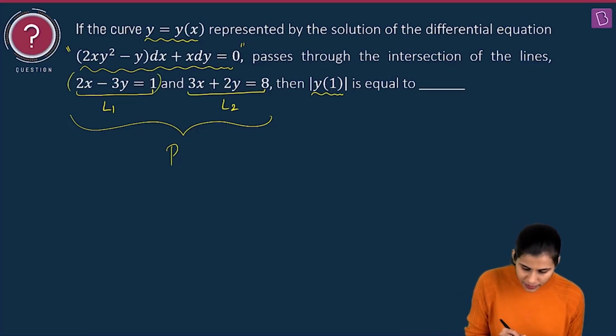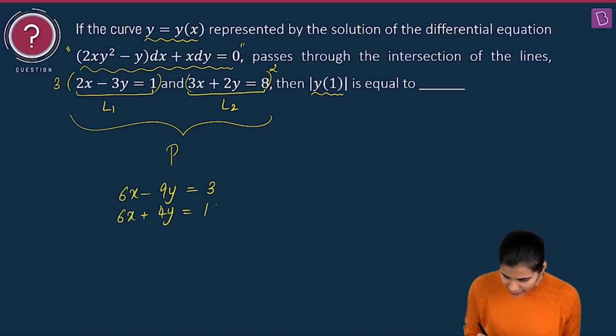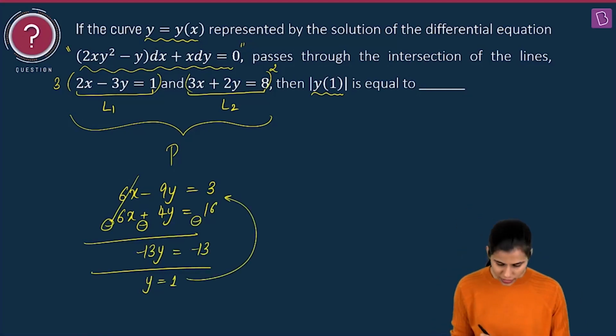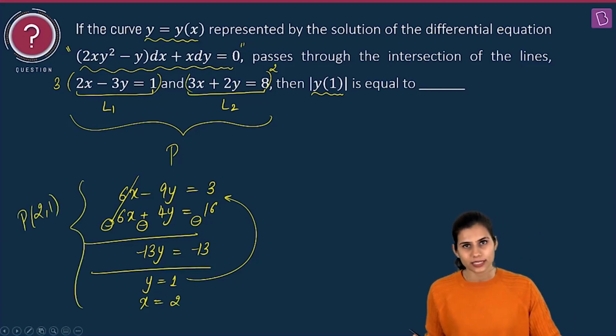So first of all, let's check out what this point of intersection is coming out to be. It's very simple. Let's multiply this by 3, multiply this by 2 to solve it simultaneously. So what do you get? 6x minus 9y equals 3. Here you get 6x plus 4y equals 16. Subtract, subtract, subtract. This gets cancelled out. Minus 13y equals minus 13. Y comes out to be 1. Plug in the value of y in any one of these two equations. X comes out to be 2. So the point of intersection is 2, 1 from which my solution curve is passing.